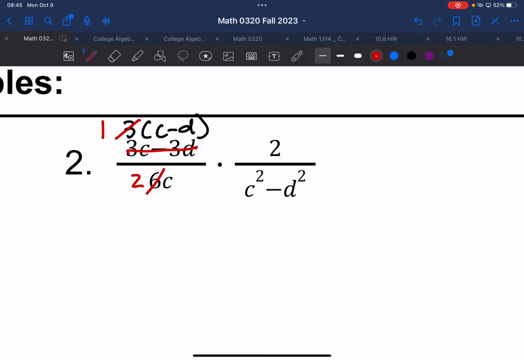Okay, now that we simplified that first one, we've got to go to the second one and see if we can simplify. So on that second fraction, which one would we try to simplify, the top or the bottom? Denominator. The denominator. So what does this denominator look like? Negative 1 times C squared minus D squared.